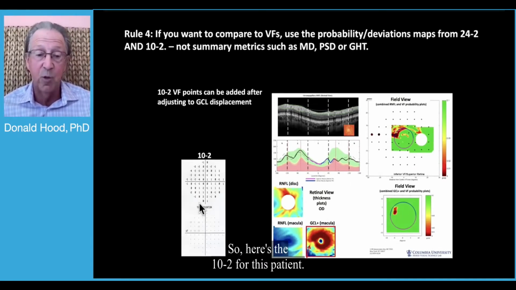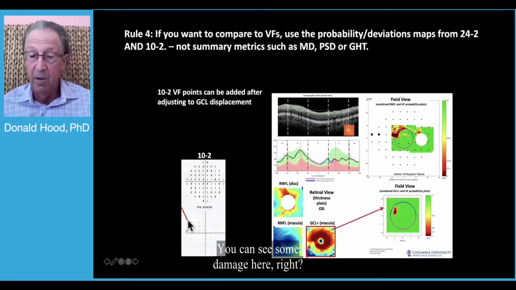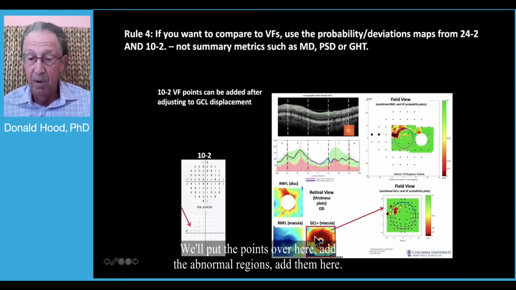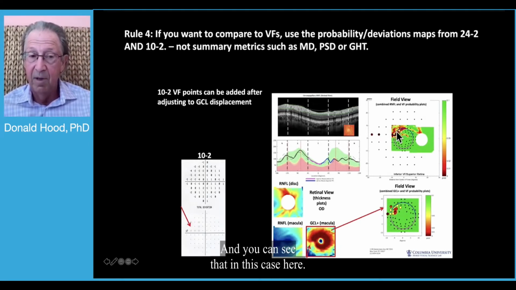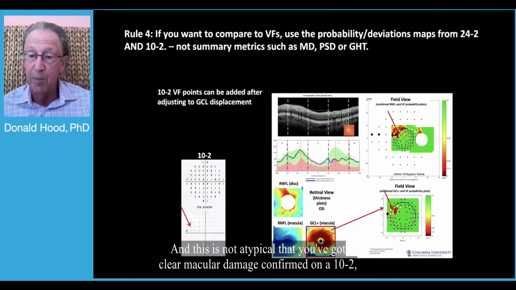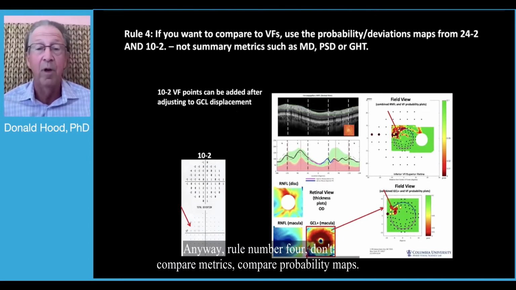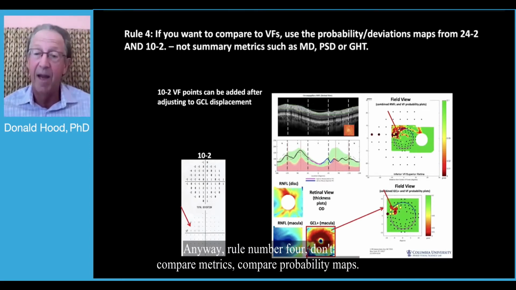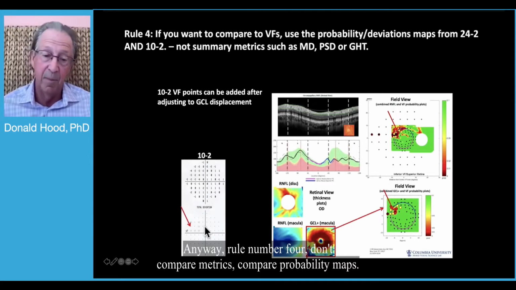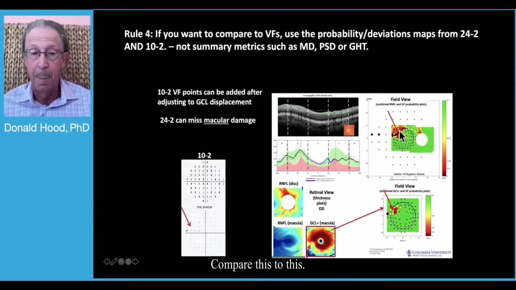So here's the 10-2 for this patient. You can see some damage here, right? We'll put the points over here, add the abnormal regions, add them here. And you can see that in this case, and this is not atypical, you've got clear macular damage confirmed on a 10-2 that's being missed by the 24-2. Anyway, rule number 4, don't compare metrics, compare probability maps. Compare this to this.